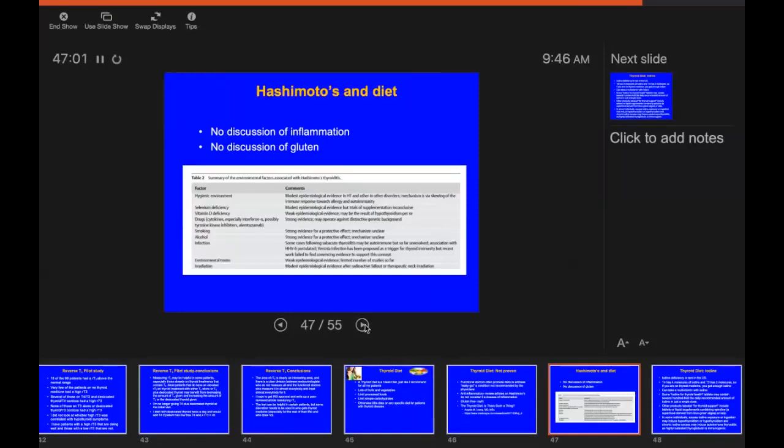They talked a little bit about a hygienic environment, modest epidemiological evidence on Hashimoto's that a hygienic environment makes it worse. Selenium deficiency, moderate evidence. Vitamin D deficiency, weak evidence, maybe the result of hypothyroidism, not the cause. Drugs, cytokines, especially these tyrosine kinase inhibitors that are used a lot for cancers. These things definitely seem to cause Hashimoto's, but again, these things aren't that widely used.